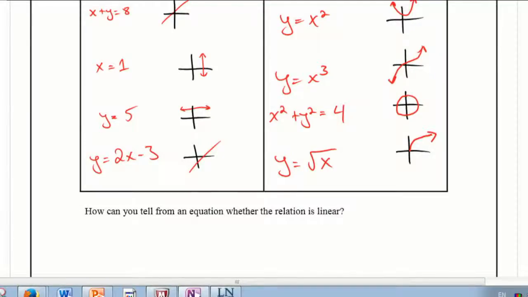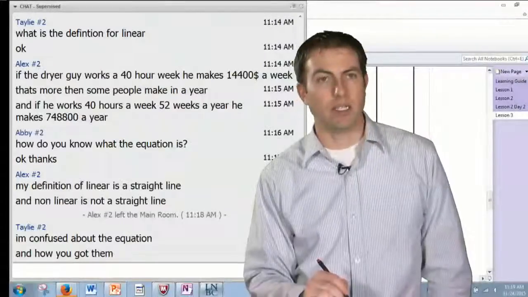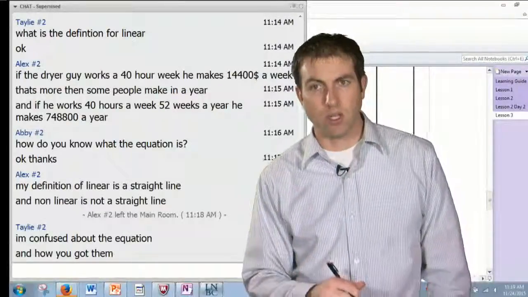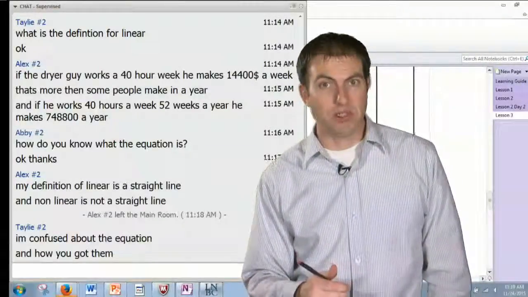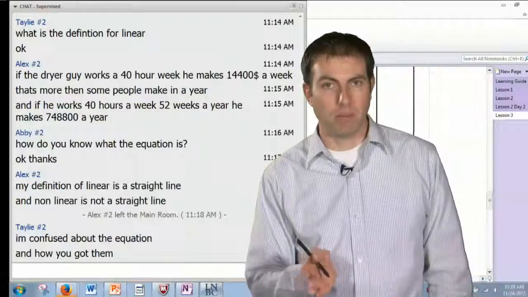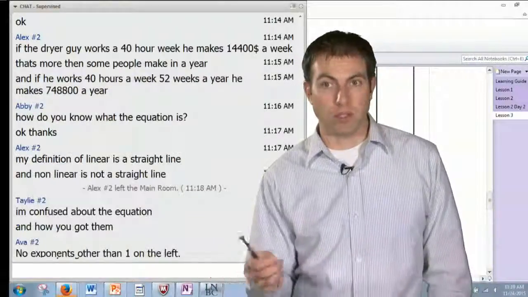The equations. What do you notice about the equations over here as compared to the equations over here? Abby or Taylor, I was just mentioning to Abby that I just made up the equations. So you don't need to know how to get the equations, you just need to be able to compare them. So don't worry about the equations.